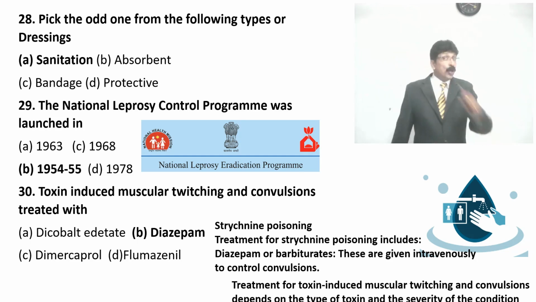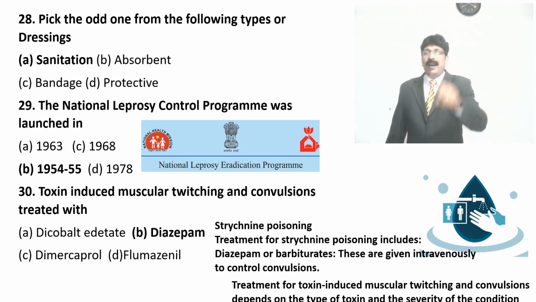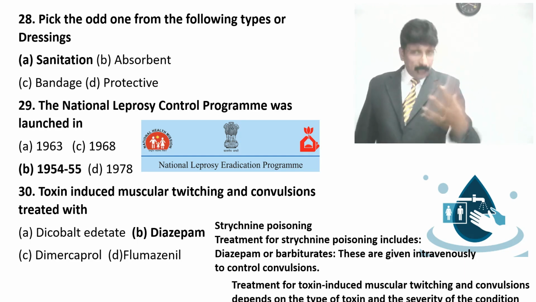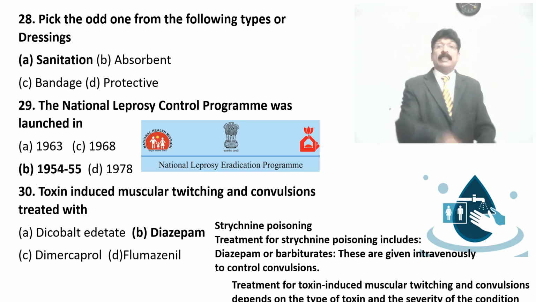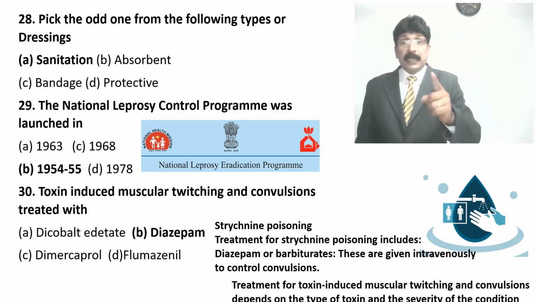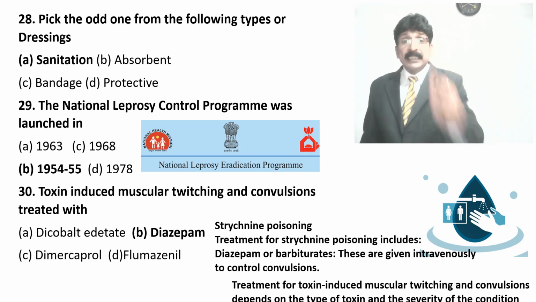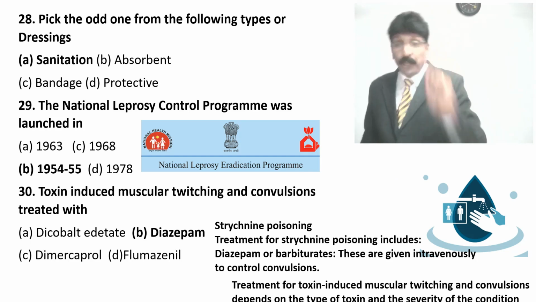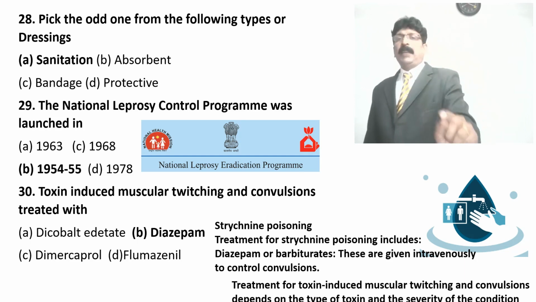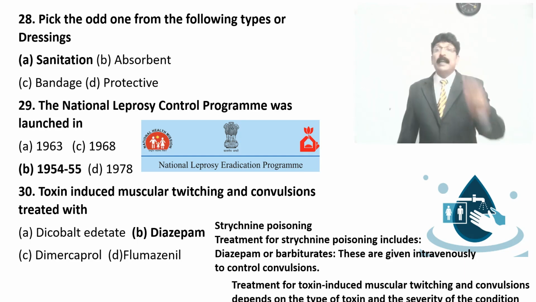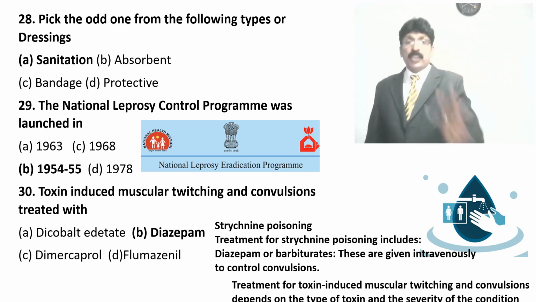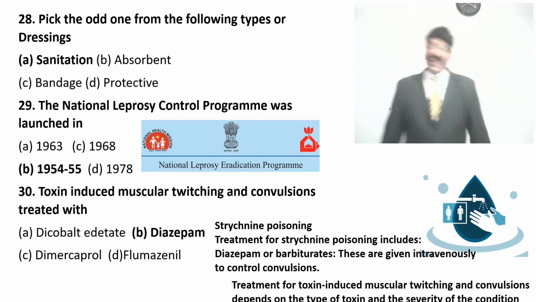So remember all these antidote names which I have shared with you. This will be helpful in your examination if they ask in other words that they are antidotes for this poisoning. But here, muscle twitching and convulsion produced by poisoning, for example by strychnine, can be treated by phenobarbital, that is barbiturates, or benzodiazepines. So diazepam is the answer to the 30th question.